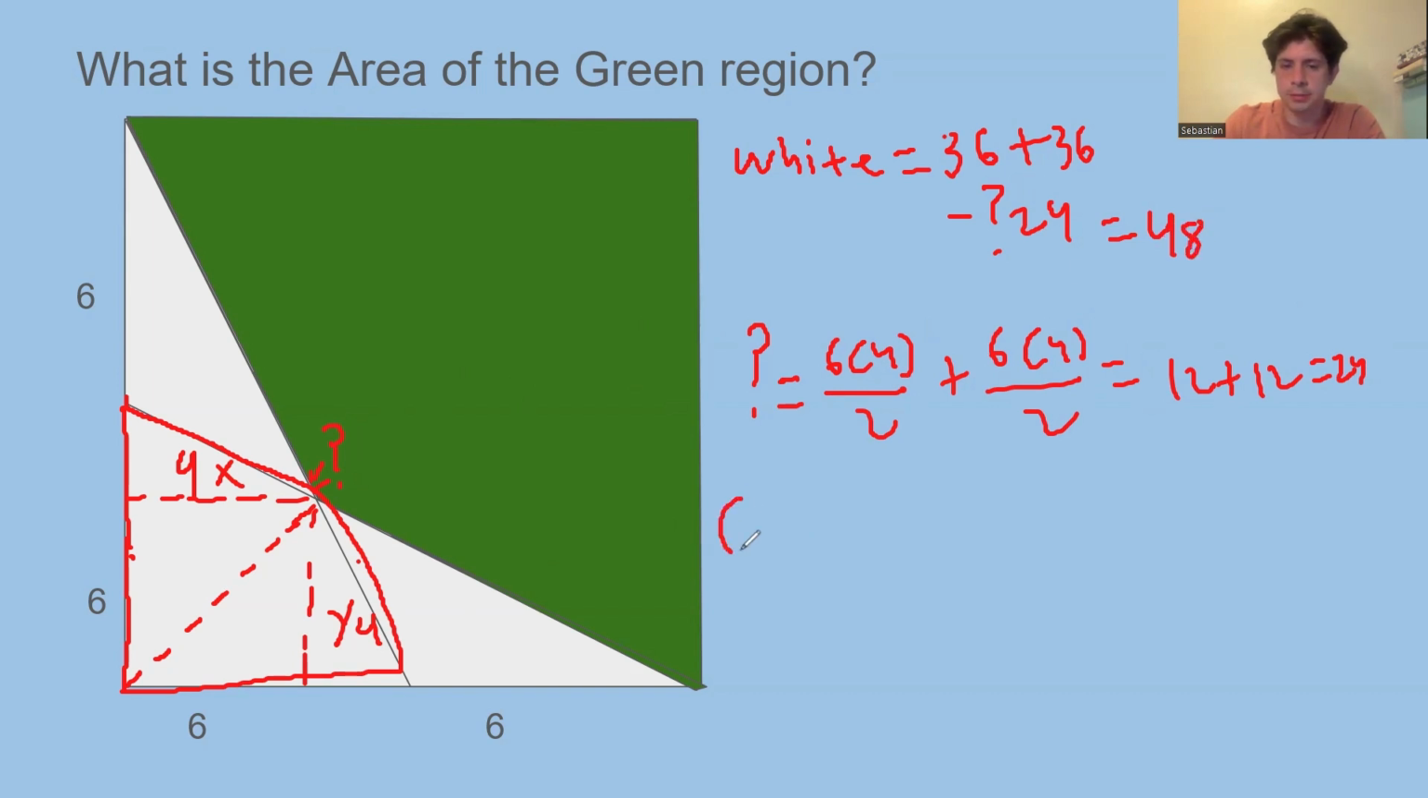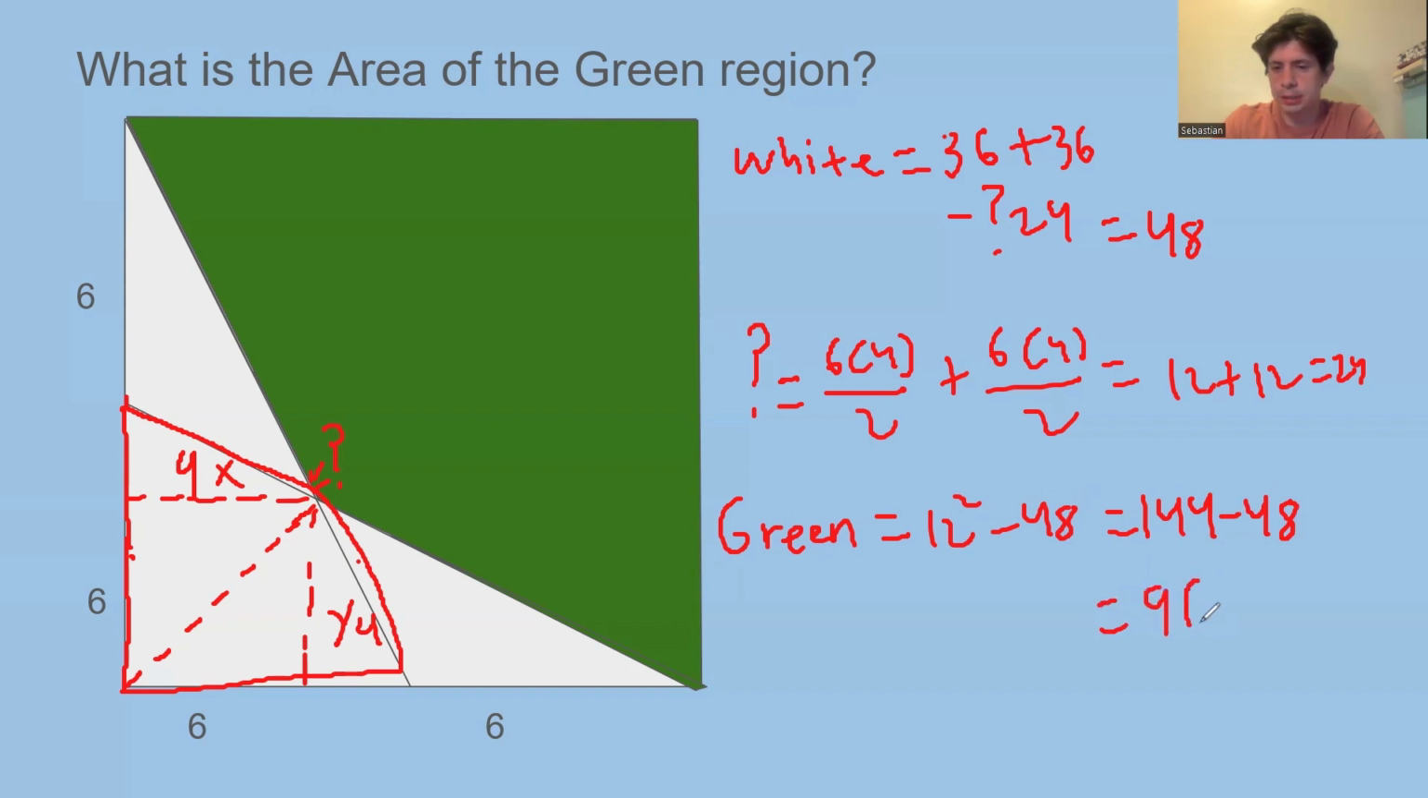And then green equals 12 squared minus 48, equals 144 minus 48, which equals 96.